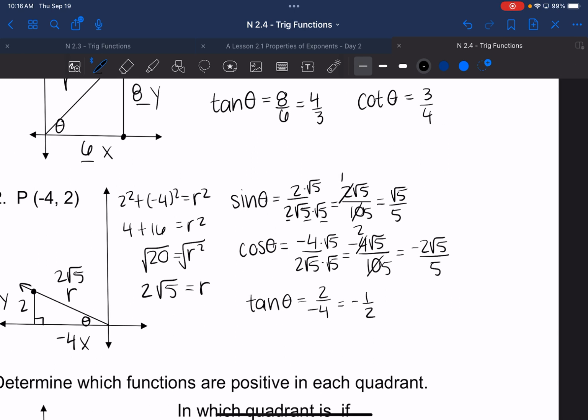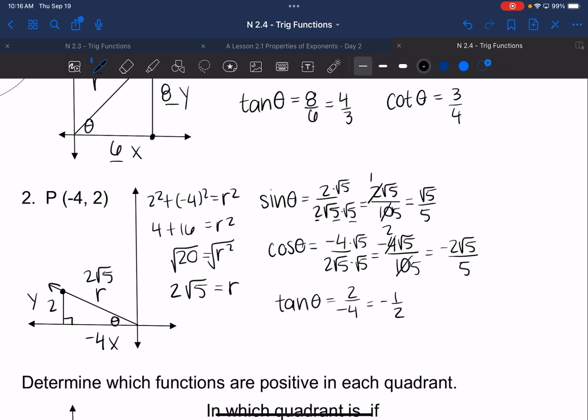Now I need their reciprocals, right? So we're going to start with cosecant, which is the reciprocal of sine. So remember, that's going to be r over y, right? So what is that? And those 2's will divide out, right? So I'm just left with root 5.